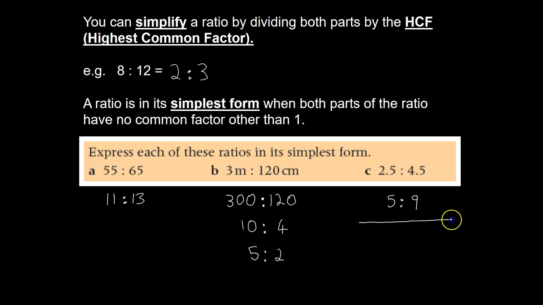Let's just have a look at what I would have done had I multiplied them both by 10. 25 to 45. Now both of these have a common factor of 5, so I can simplify. You see I get the same answer both times.